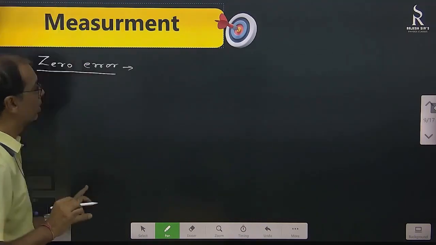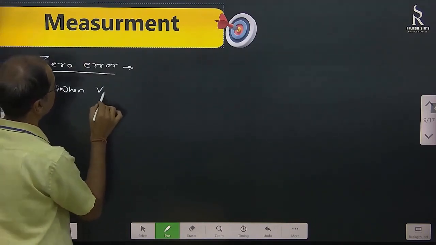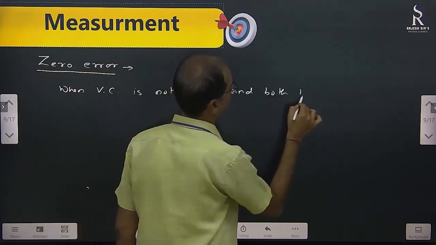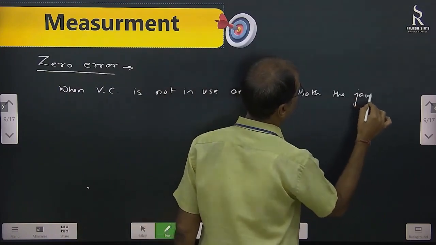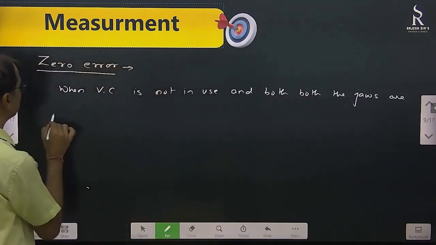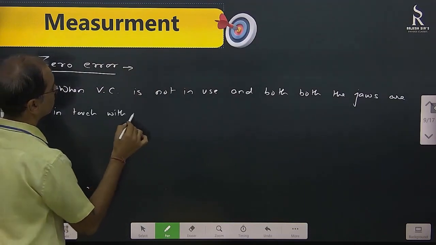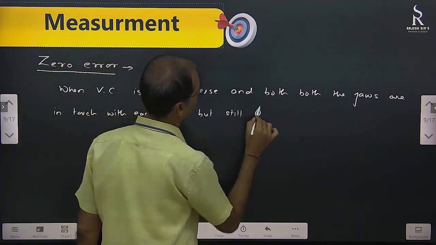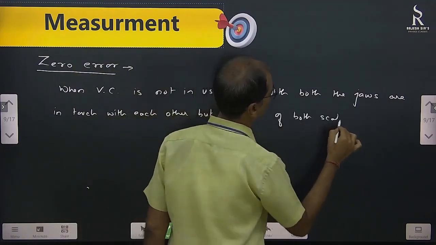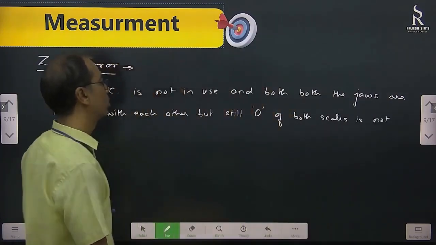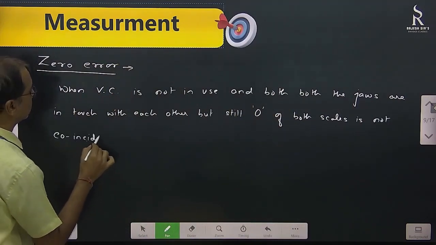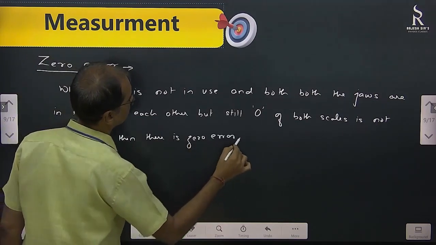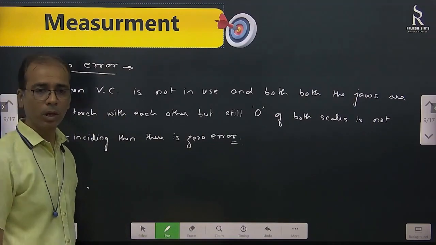So there is zero error when the Vernier calipers is not in use and both the jaws are in touch with each other, but still the zero of both scales is not coinciding. Then there is zero error.